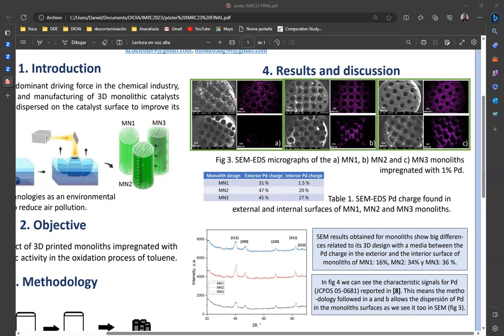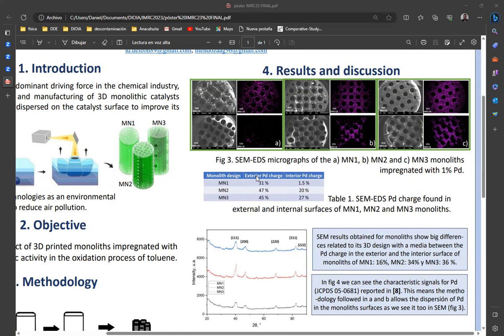The images of the internal surface were achieved by doing transversal cuttings at half the height of every monolith. In these same micrographs, we can clearly observe the differences in the channel designs and dimensions, but overall, the homogeneity with palladium impregnation. In Table 1, the EDS analysis obtained for the monoliths, we see big differences related to their 3D designs, with a mean palladium charge between the exterior and the interior surface of the monoliths of 16% for MN1, 34% for MN2, and 36% for MN3.